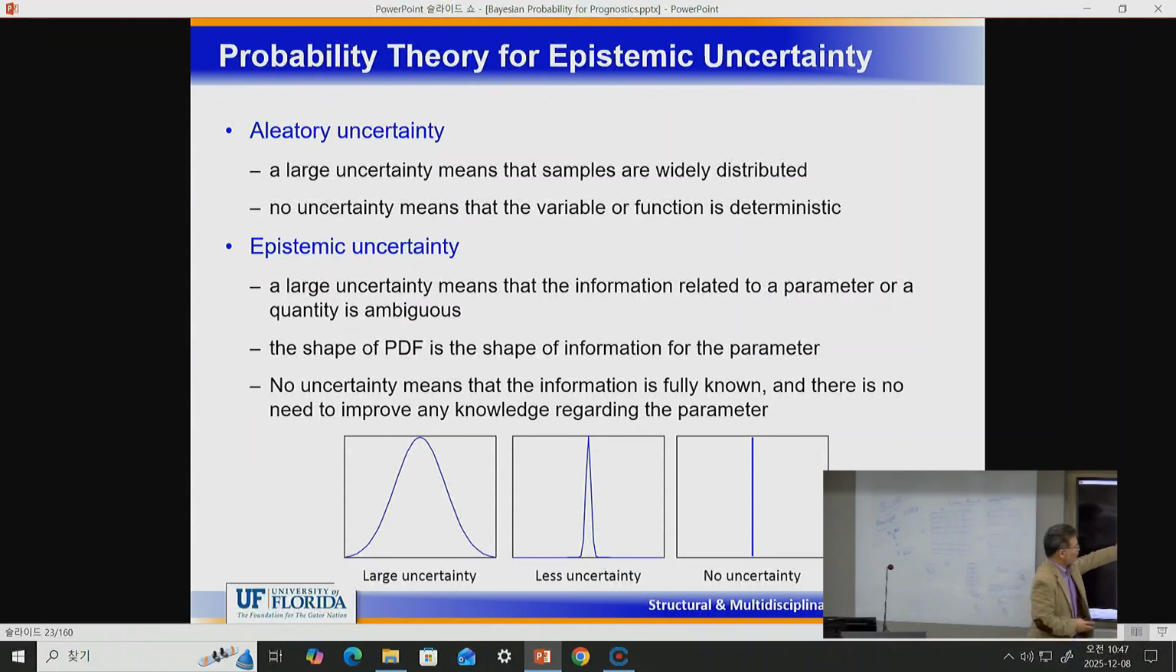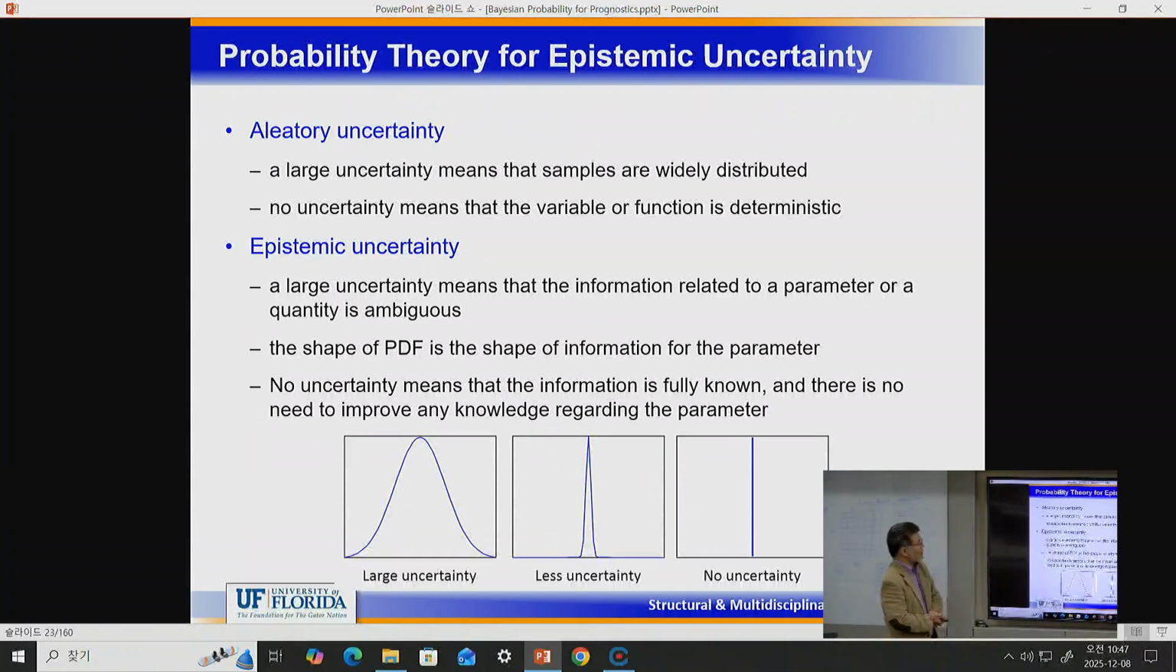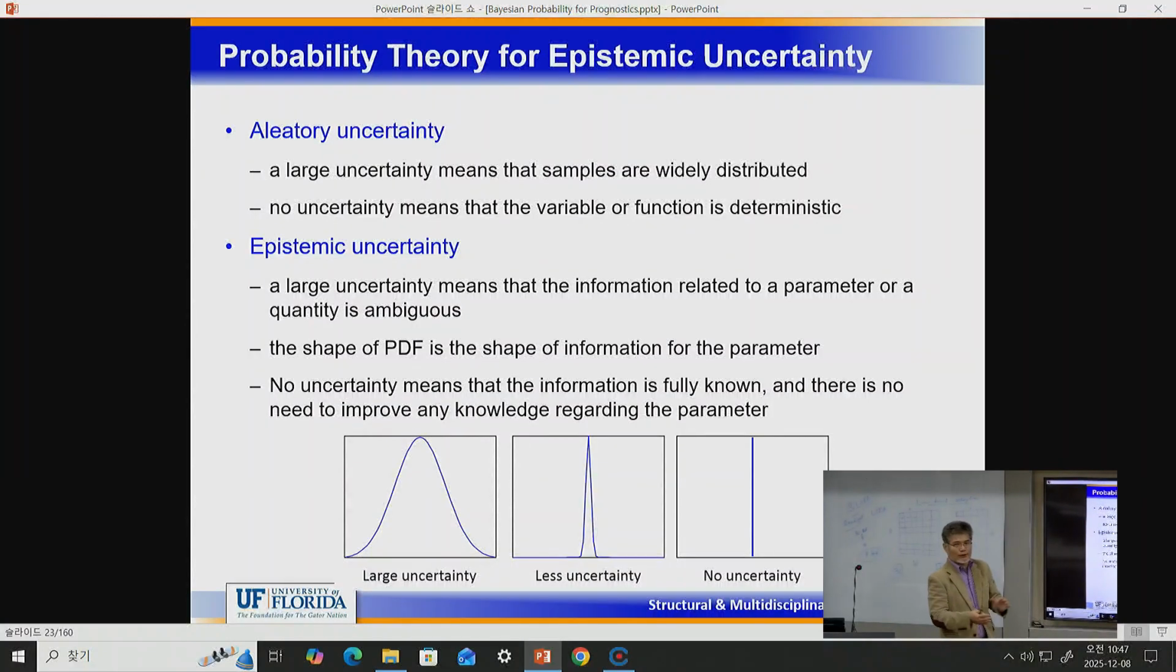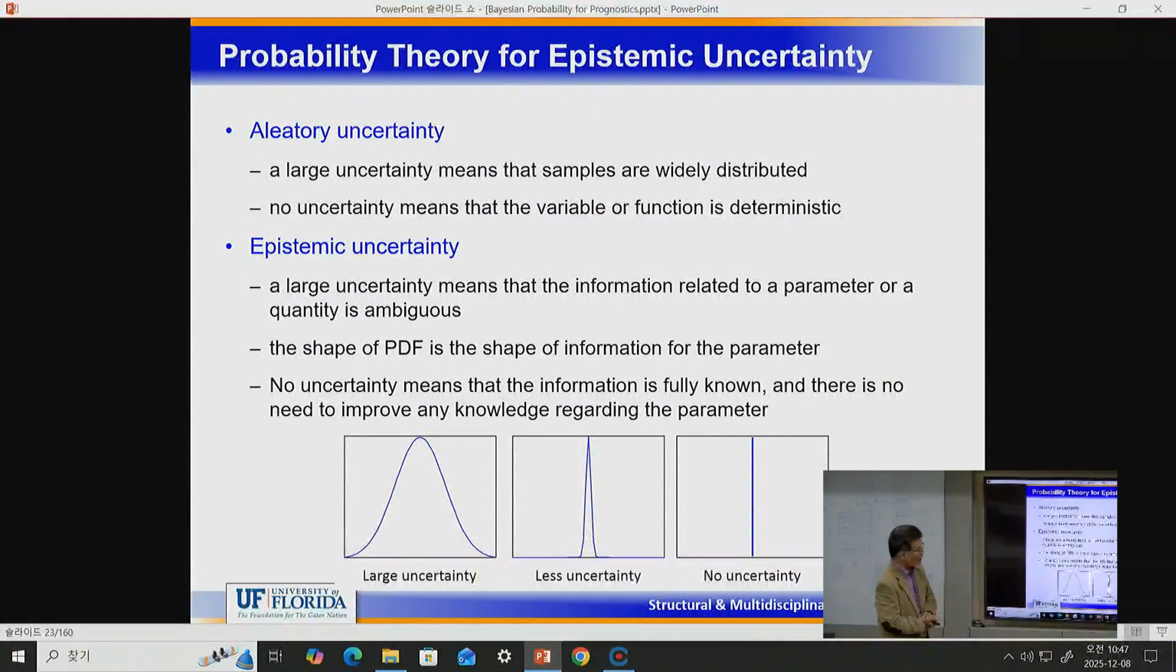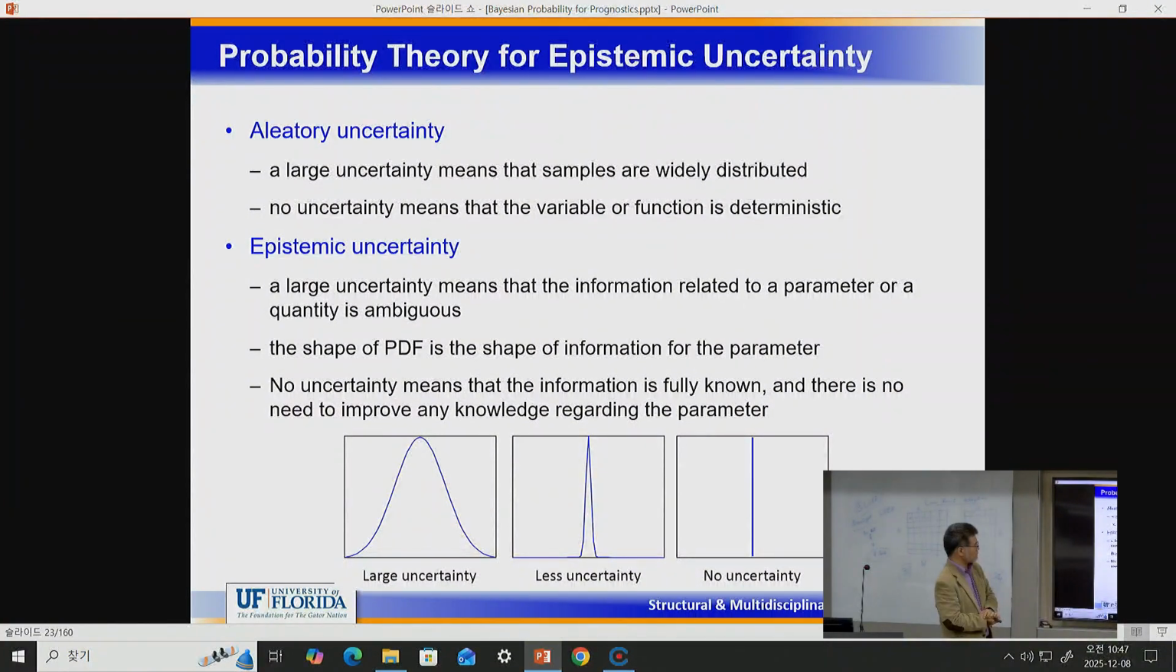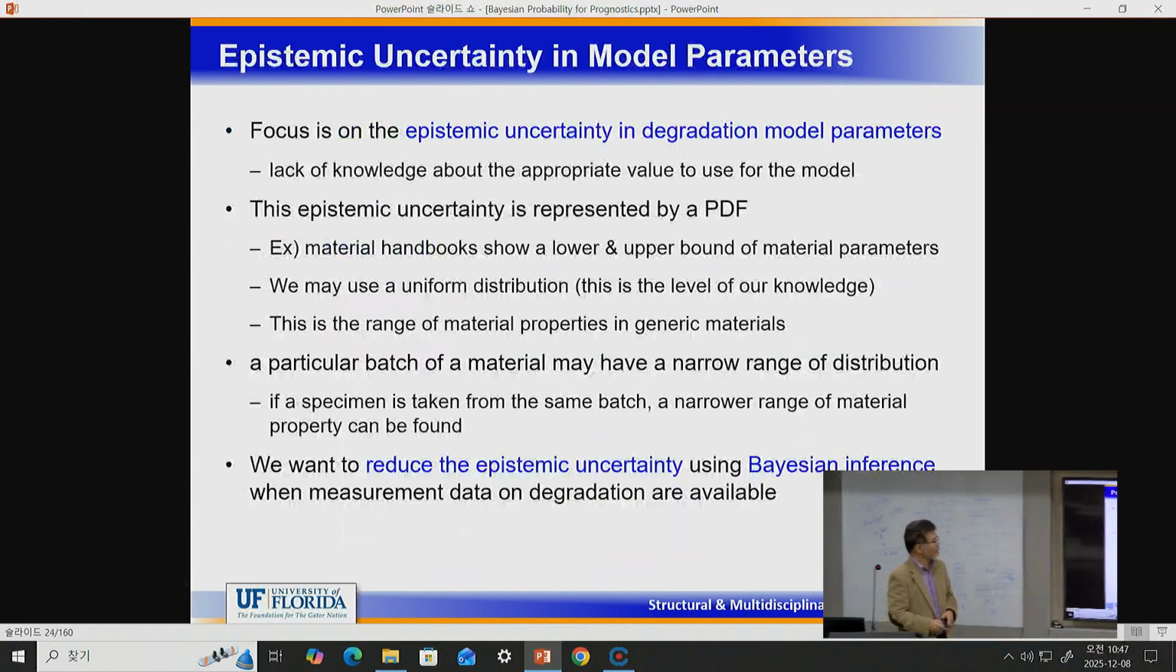Large uncertainty means the information related to a parameter or quantity is ambiguous, abstract, unclear. The shape of a PDF is the shape of information or knowledge of the parameter. No uncertainty means the information is fully known, and there is no need to improve any knowledge regarding the parameter. So that's what we will do.